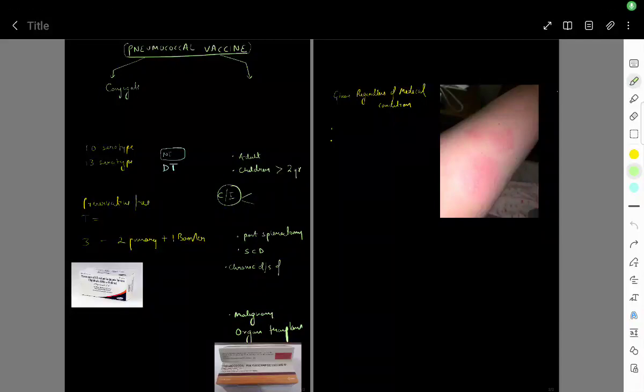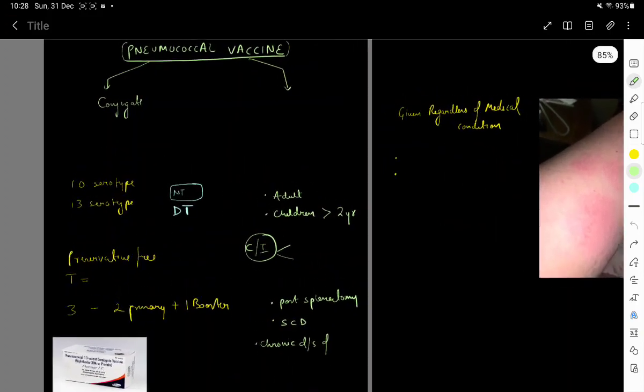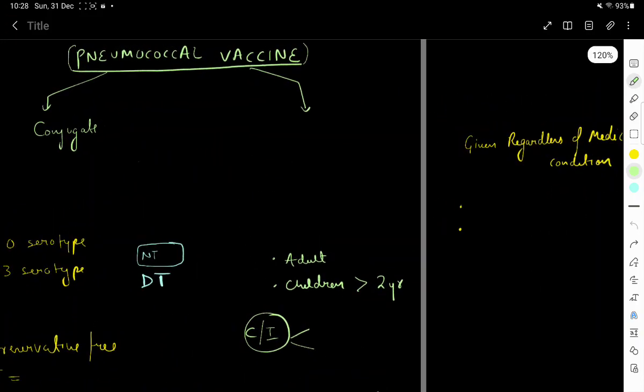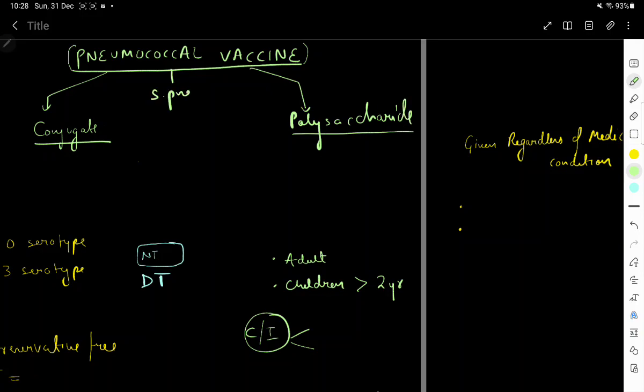This video is meant to understand pneumococcal vaccine and its uses. Currently in the market we have two kinds of pneumococcal vaccine. One is a conjugate vaccine and the other one is a polysaccharide vaccine made with a polysaccharide capsule of the pneumococcus.